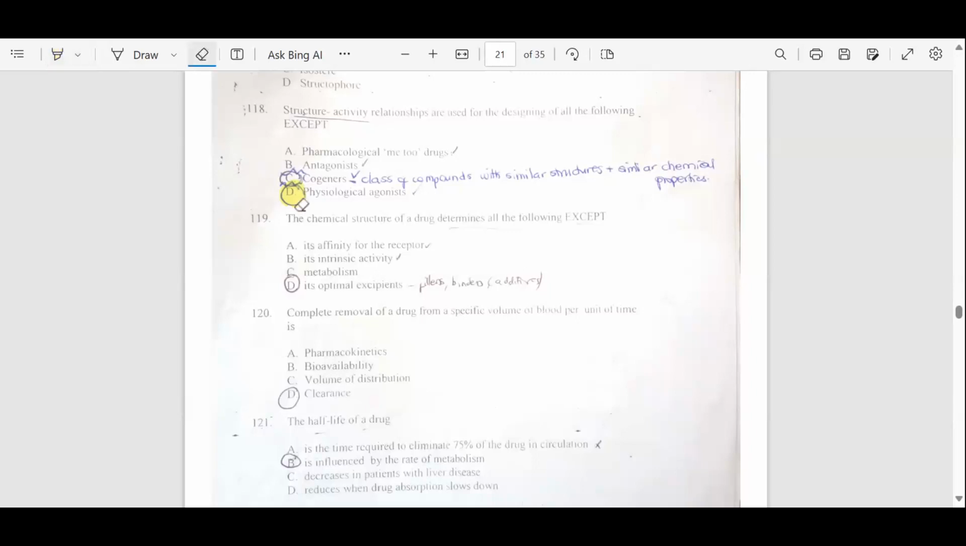Do you have any explanation why you chose C? Congeners are a group of chemical compounds that are structurally similar and have similar properties. Okay, but if they have similar properties and configuration, you would need the structure activity relationship to make those kinds of molecules. Yeah, to differentiate.